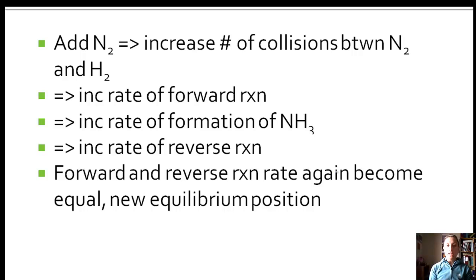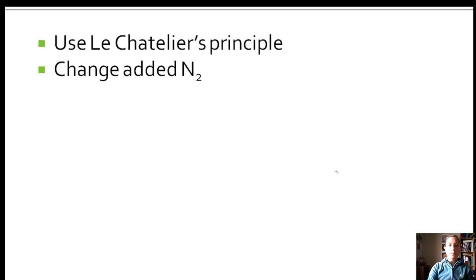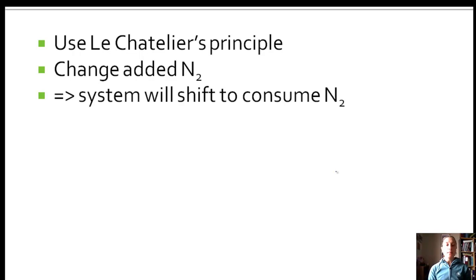And so we're looking at the effect of concentration. If we use Le Chatelier's principle, the change was we added N2. So we changed that concentration. This means the system is going to shift in order to consume the N2. So it's going to shift to the right.